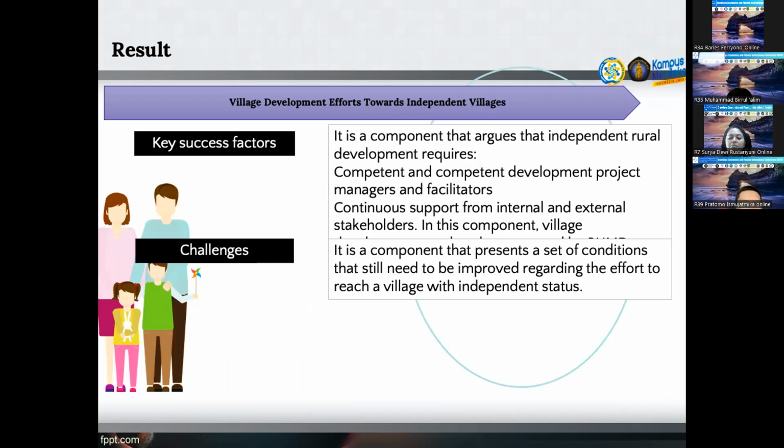Next aspect is the key success factor. It is a component where we argue that independent rural development requires a competent development project manager and facilitator. We need a better manager and facilitators, since we have a lot of villages in Indonesia, but project management is not delivered very well. I mean, not every village has a great manager to manage their project. And lastly, the challenges: a component that presents a set of conditions that still need to be improved, from internal and external factors.